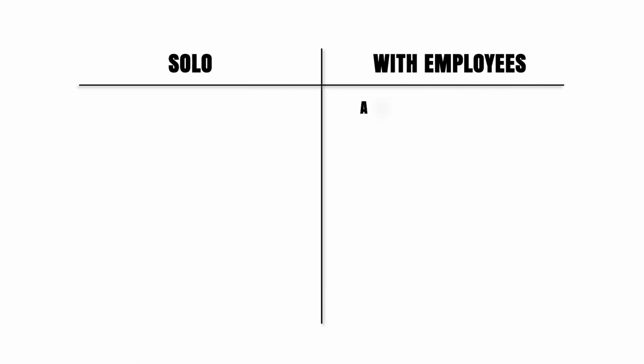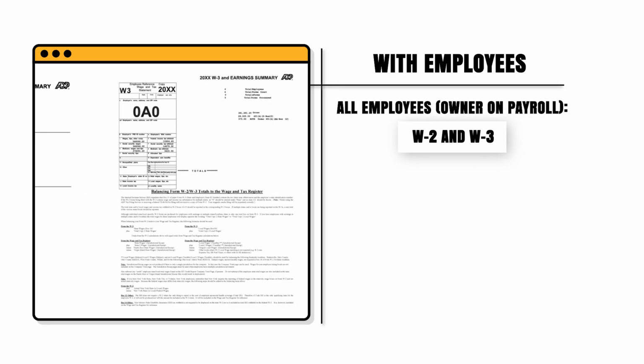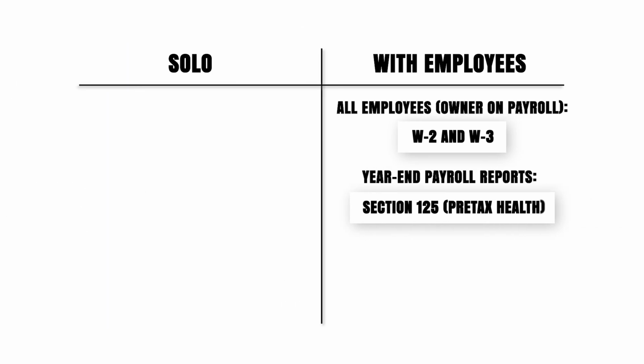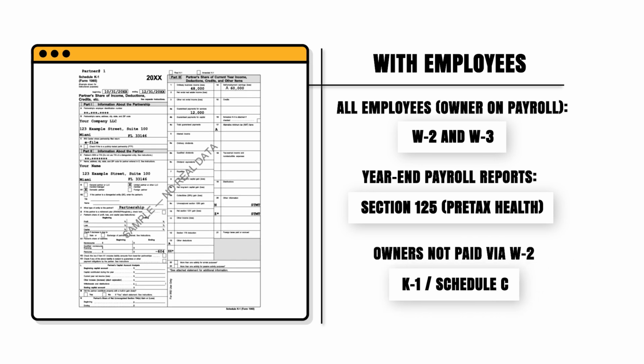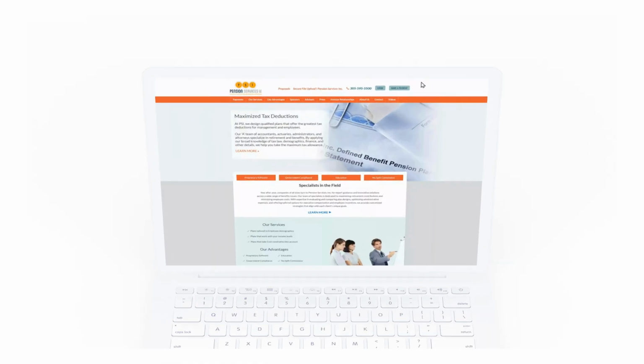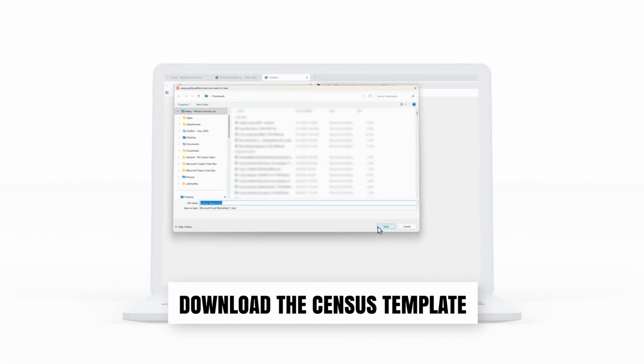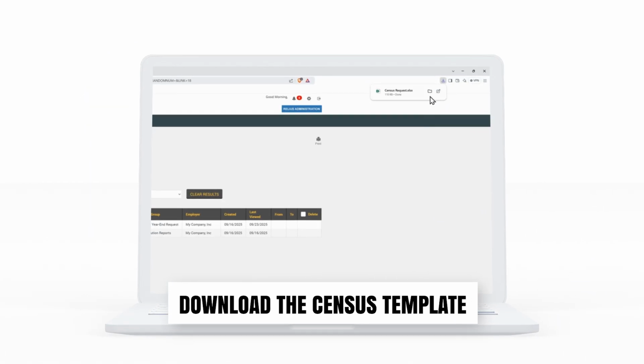If you have employees, you'll complete a census and upload W-2 and W-3 for all employees, year-end payroll report showing Section 125, if not on the W-2, and any K-1 or Schedule C for owners not paid via W-2. Log in as a sponsor, open Forms and Reports, click Reports, and download the current tax year census request form.